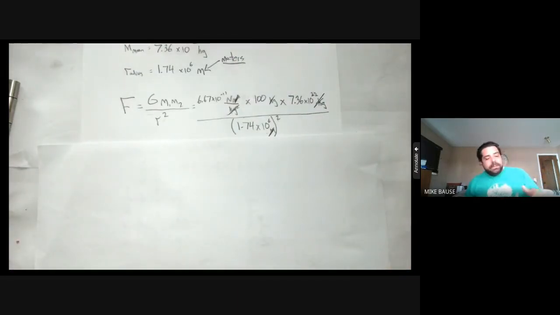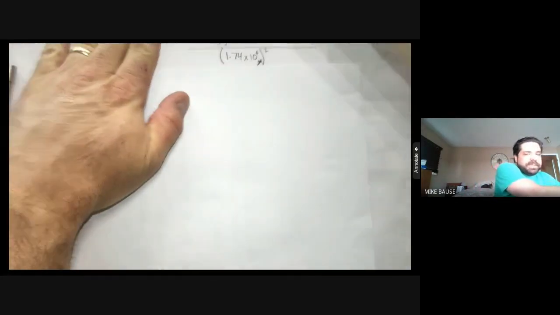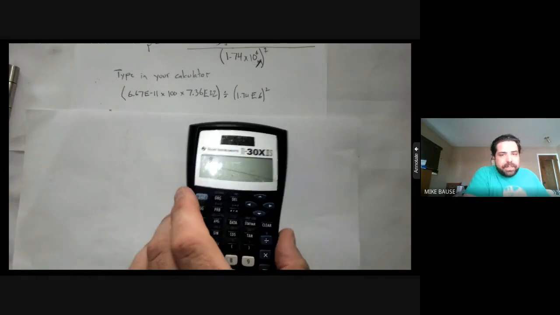So how do I type this out in my calculator? You don't want to do times 10 to the power of anything because your calculator is too smart. It's actually going to think too much. So you have to simplify things a little bit for your calculator, and you're going to type it in like this.